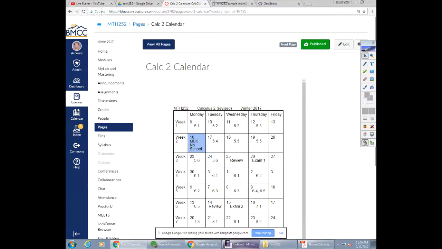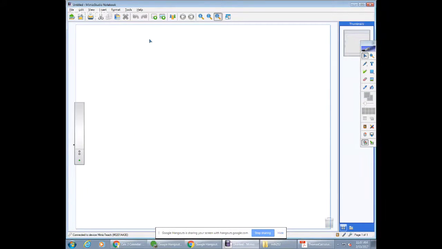All right, let's do some math. So, first problem we'll look at is a conical tank. Let me orient my board. Please tell me sound is working. Yes, it is. Good.